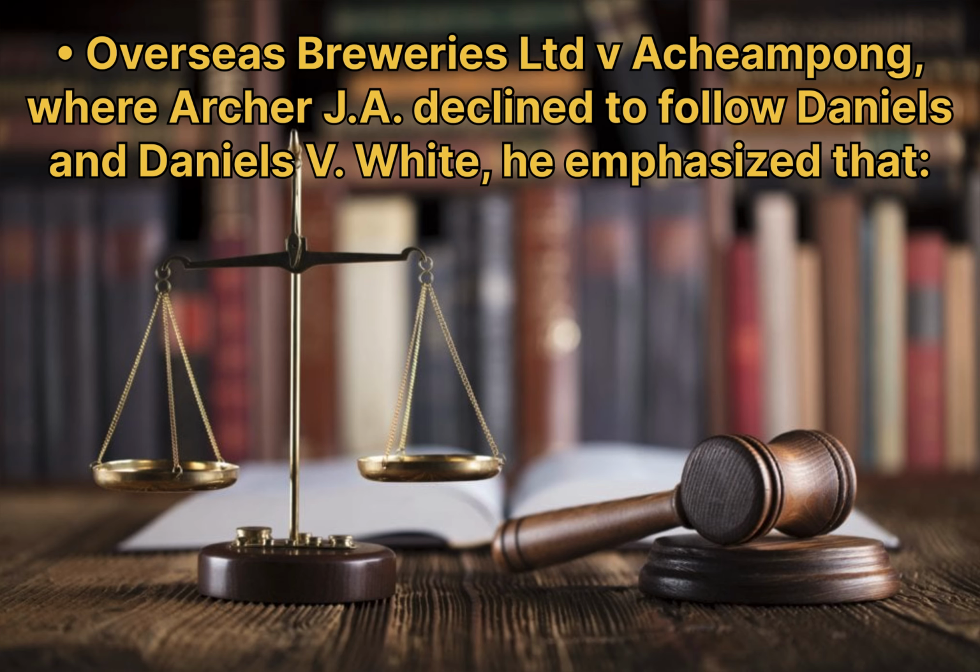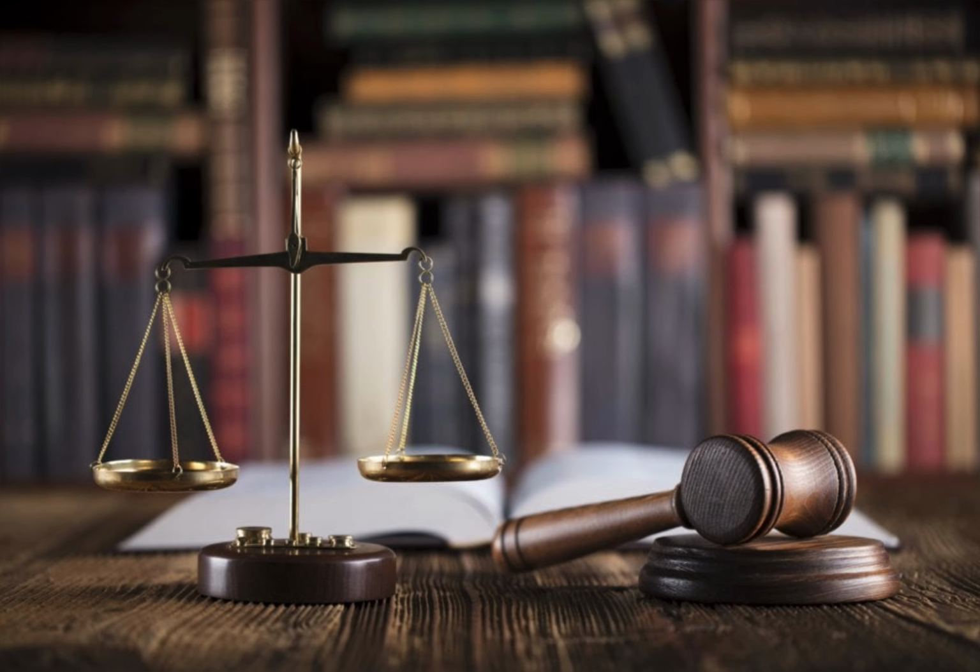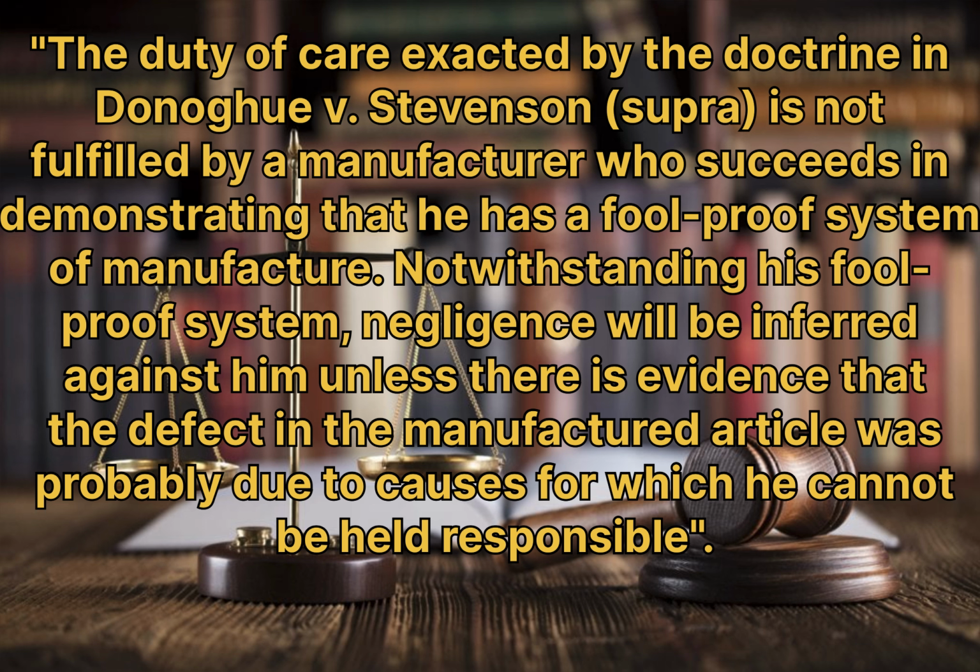And Overseas Breweries Limited and Achiampong, where Archer JA declined to follow Daniels and White, he emphasized that the duty of care exacted by the doctrine in Donoghue and Stevenson is not fulfilled by a manufacturer who succeeds in demonstrating that he has a foolproof system of manufacture. Notwithstanding his foolproof system, negligence will be inferred against him unless there is evidence that the defect in the manufactured article was probably due to causes for which he cannot be held responsible.